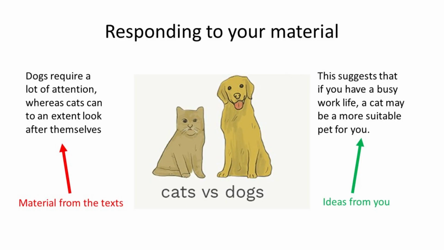And we've got a very simple example here, the sort of thing that you might have in primary school. You're comparing cats with dogs. Okay, so we can see on the left-hand side, the text says, dogs require a lot of attention, cats look after themselves. You haven't actually done anything with your text unless you say, for example, this means that, and then that's coming from you. You're commenting on the material.